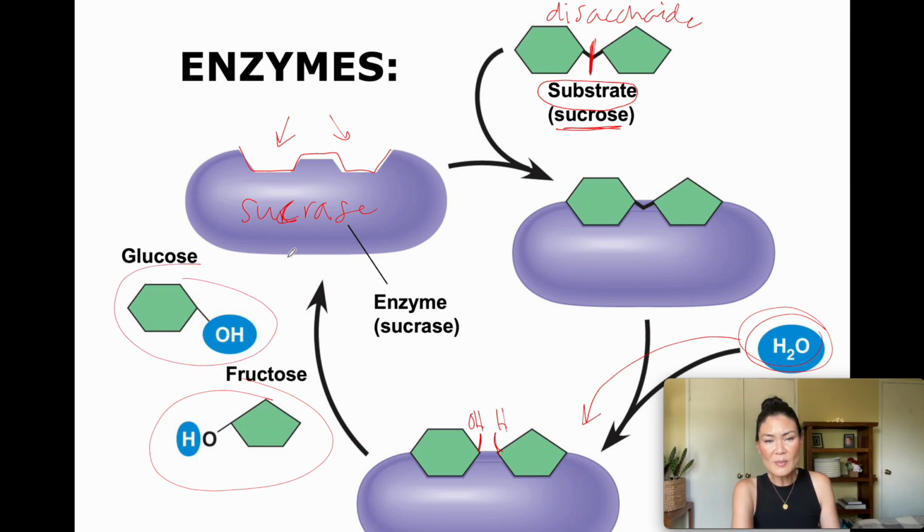Enzymes are a type of protein that has this active site. I didn't mention active site, but where the substrate binds is called the active site. I should have mentioned that earlier. The active site is the place where the puzzle pieces fit together, where the substrate fits into the sucrase enzyme.